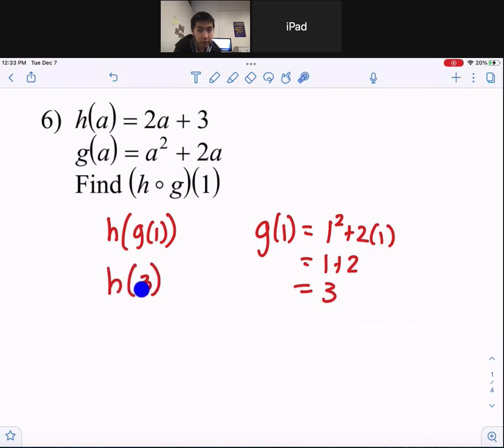Now plug in 3 into your h function. h of 3 is pretty much equal to 2 times 3 plus 3, right? These are now 3's. 2 times 3 plus 3. 6 plus 3, which is 9.